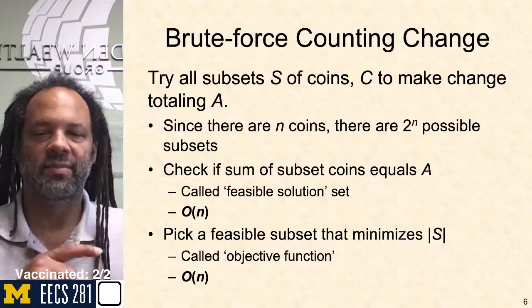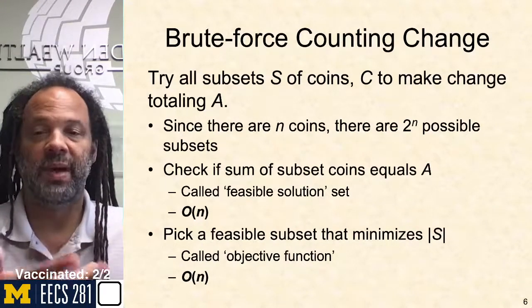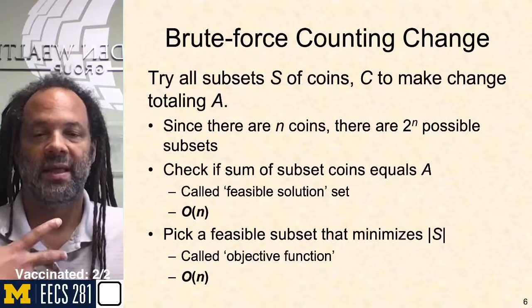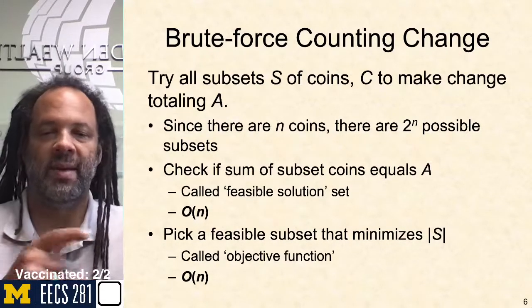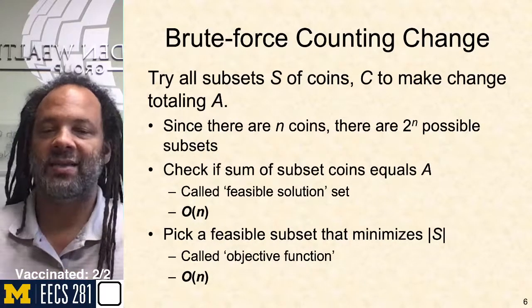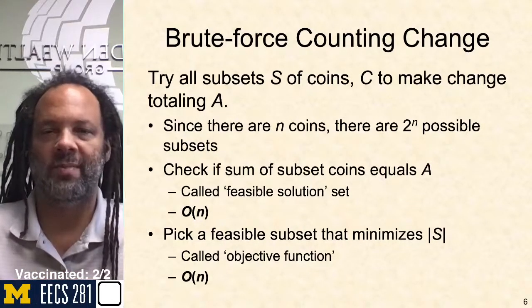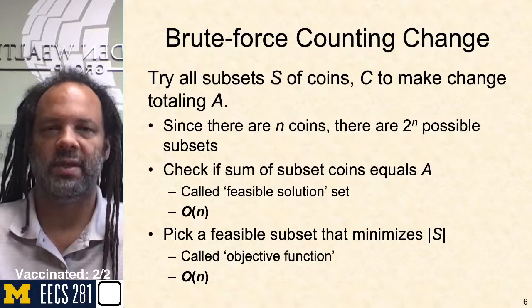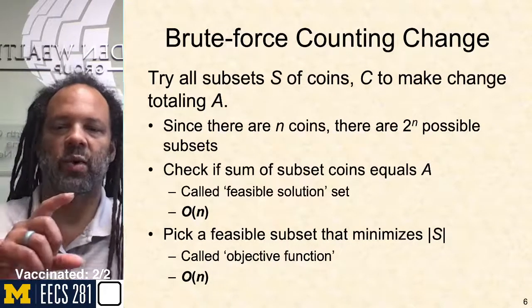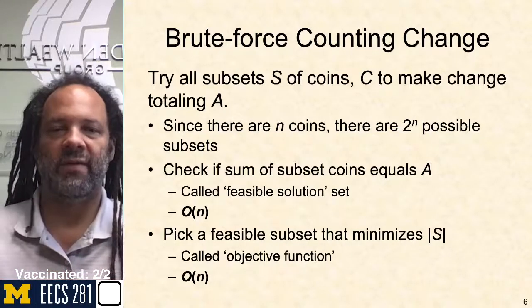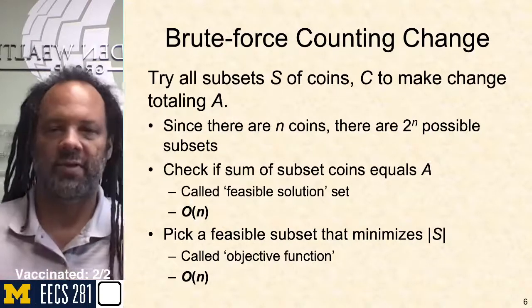So this is my objective function. And what I want to do is pick one of my feasible subsets that has the smallest number of coins in it. So that minimizes S there. And as I do that, what I'm doing is basically using that to count the number of coins. So I can't really do that without looking at every coin in the subset as well, which is, once again, in the worst case, a big O of n, because my subset could contain all of the coins.